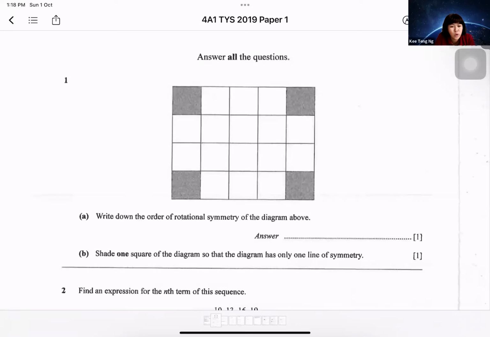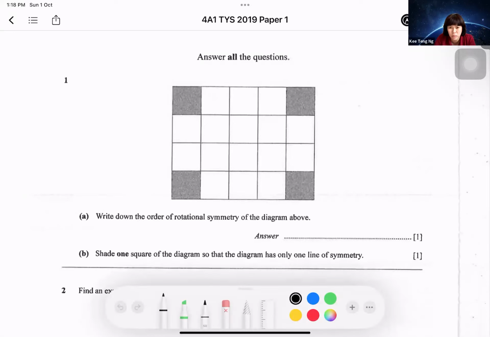Next one, first question: write down the order of rotational symmetry of the diagram. Now, first let me check whether it is really a square. This is not really a square, right? If it's a square, my order of rotational symmetry will usually be order 4.